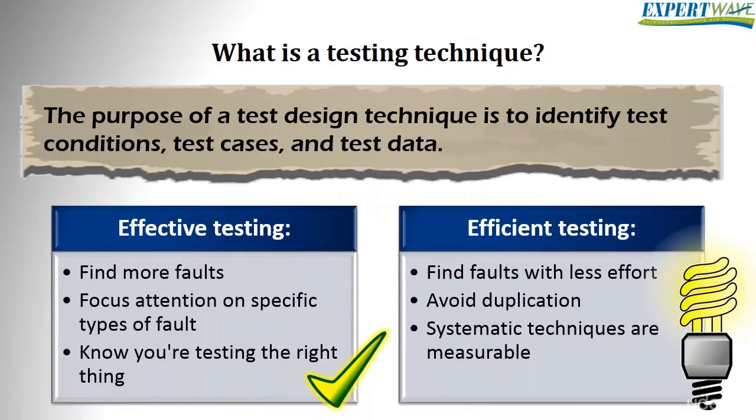Effective testing means that we find more faults and focus attention on specific types of fault if needed. In some situations, you might need to concentrate on calculation faults. In other situations, you might need to concentrate on UI issues and so on. In addition, you make sure that you are testing the right thing. Efficient testing, on the other hand, means that we find faults with the minimum effort and with the minimum number of test cases, avoiding duplications to minimize cost and time, plus using techniques that are measurable.